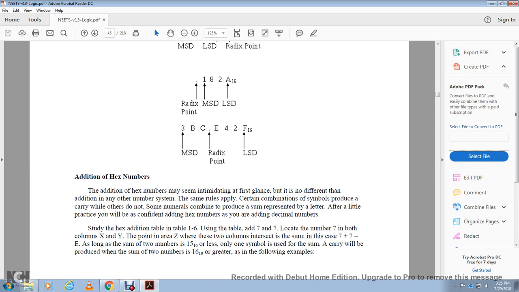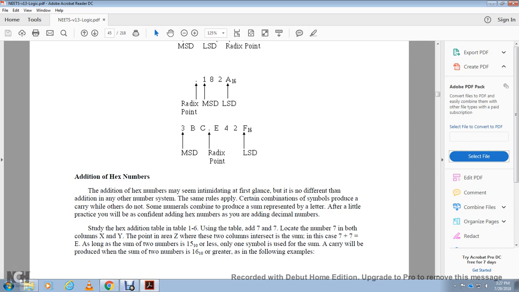Study the hex addition table of base 16. Use the table to add 7 and 7. Look at the number 7 along the columns X and Y. The point Z will be where the two columns intersect and is the sum; in this case 7 and 7 equals E. As long as the sum of the two numbers is 15 in base 10 or less, only one symbol is used for the sum.